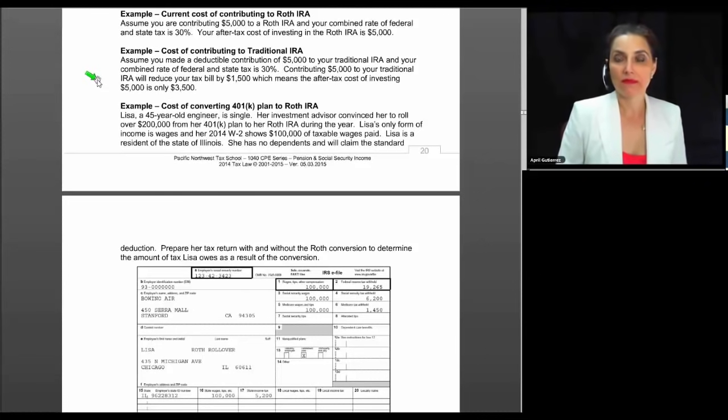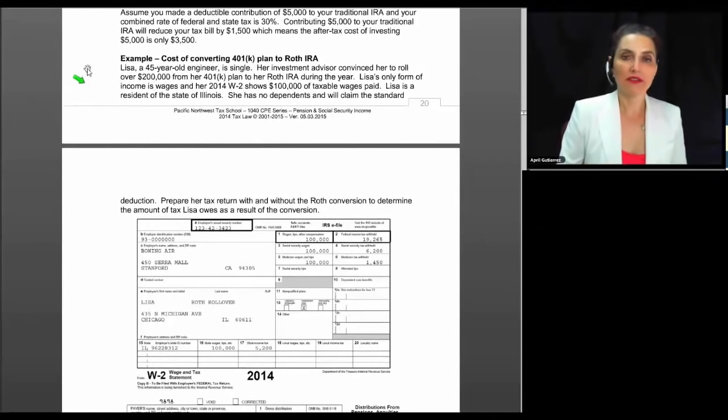So you're going to come up with $5,000 to invest in that traditional IRA, but you're going to owe $1,500 less tax. Or maybe if you're doing it at the time you file your return, you're going to get a $1,500 refund back that you would not otherwise have had. And so the cost of investing $5,000 is much more affordable.